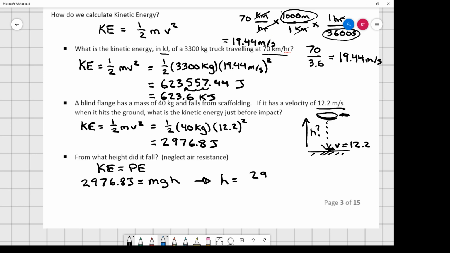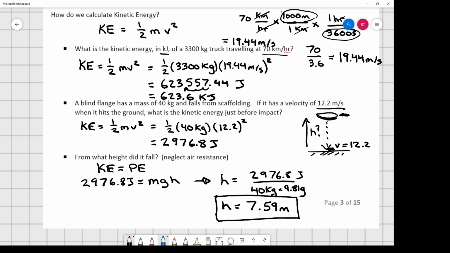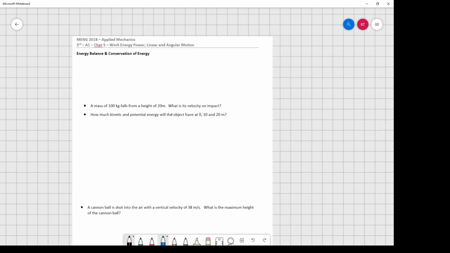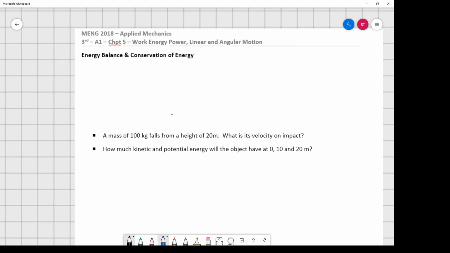So the height would be equal to 2976.8 joules divided by the mass, 40 kilograms, and divided by gravity, and I could get a height of 7.59 meters. Okay, so all of a sudden, by looking at energy, I have a way to compare different positions. And as long as I can account for all the energy, then I can find out different states for an object at different positions. So different velocities, different heights, different potential energy, different kinetic energies. So what we would consider that would be a conservation of energy.